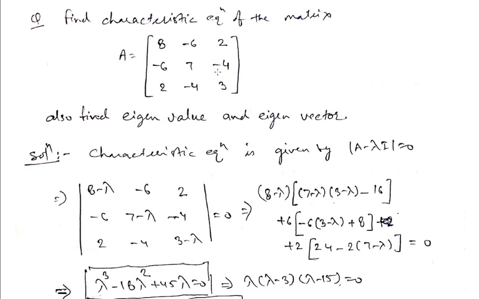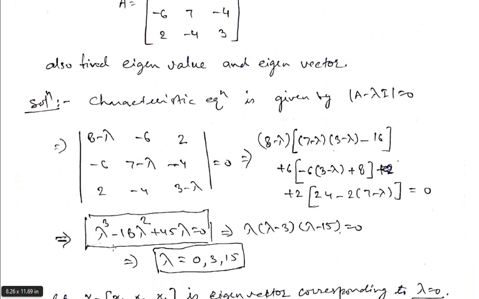So to find its characteristic equation: determinant of A minus lambda I equals 0. It means we subtract lambda from the diagonal elements. So we get 8 minus lambda, 7 minus lambda, 3 minus lambda in place of the diagonal elements. The rest of the elements are as they are. And this determinant equals 0. This is known as the characteristic equation. Now we will simplify this equation.